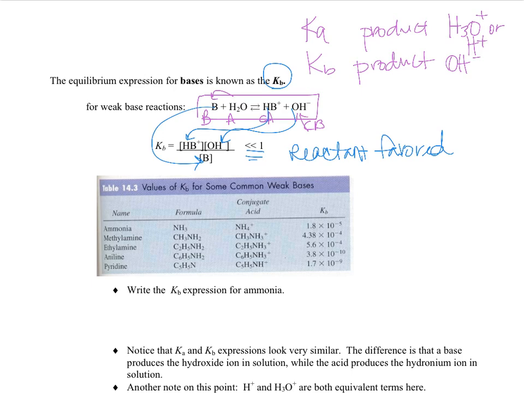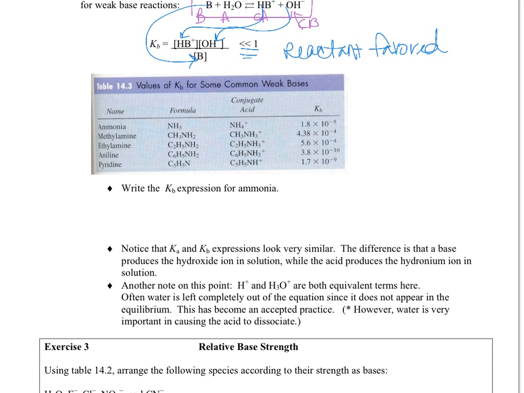So if we move down and look, it's kind of the same idea. Kb for some common weak bases, here's the ones provided. It's showing those same examples we gave on the previous page. Write the Kb expression for ammonia. So in this case, we need to write our reaction for ammonia. It's going to be NH3, and that NH3 is going to react with the water, and because it's a base, it's going to accept one of these hydrogens. That's also because it forms that coordinate covalent bond we talked about. So that'll be NH4 plus, and the hydroxide left behind.